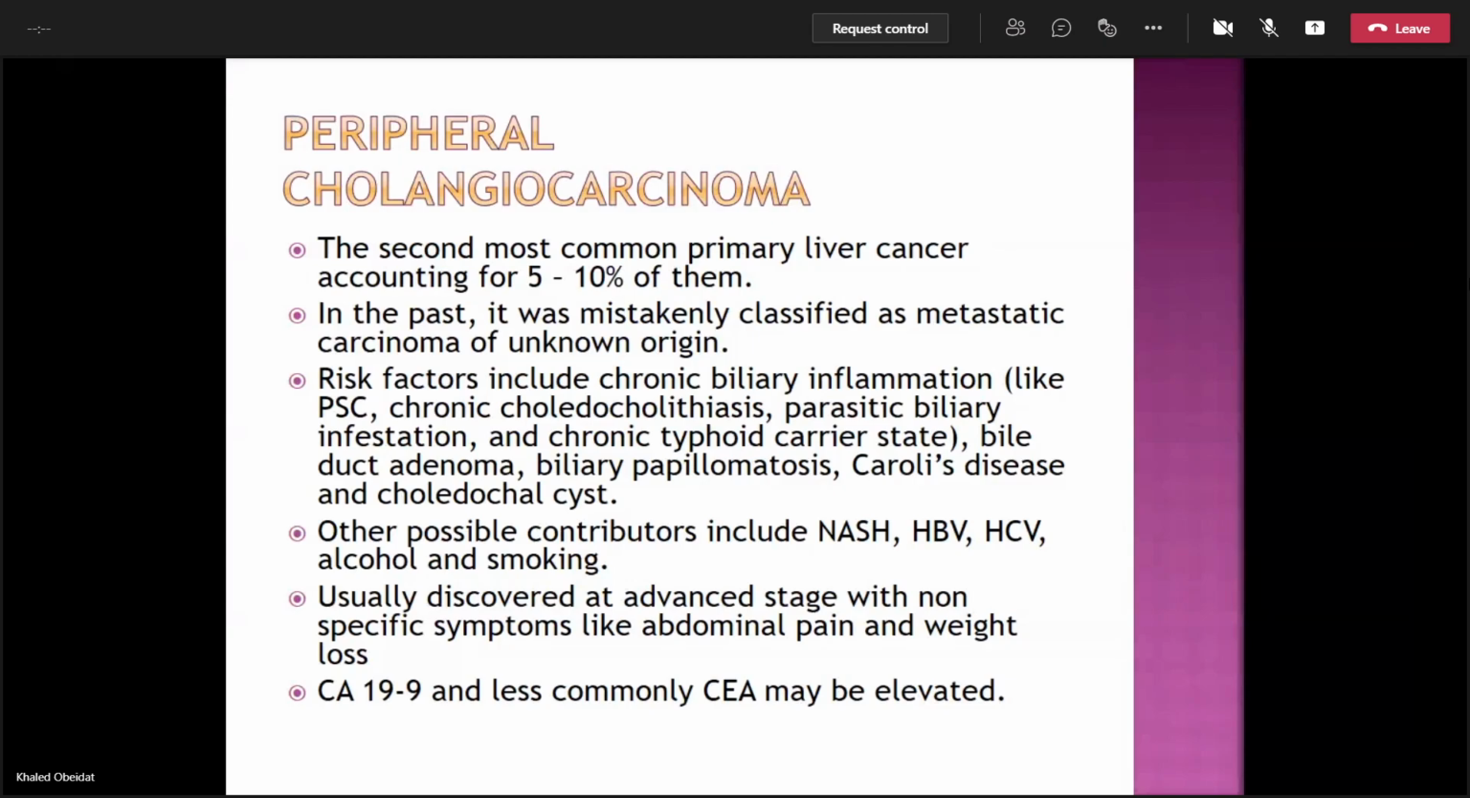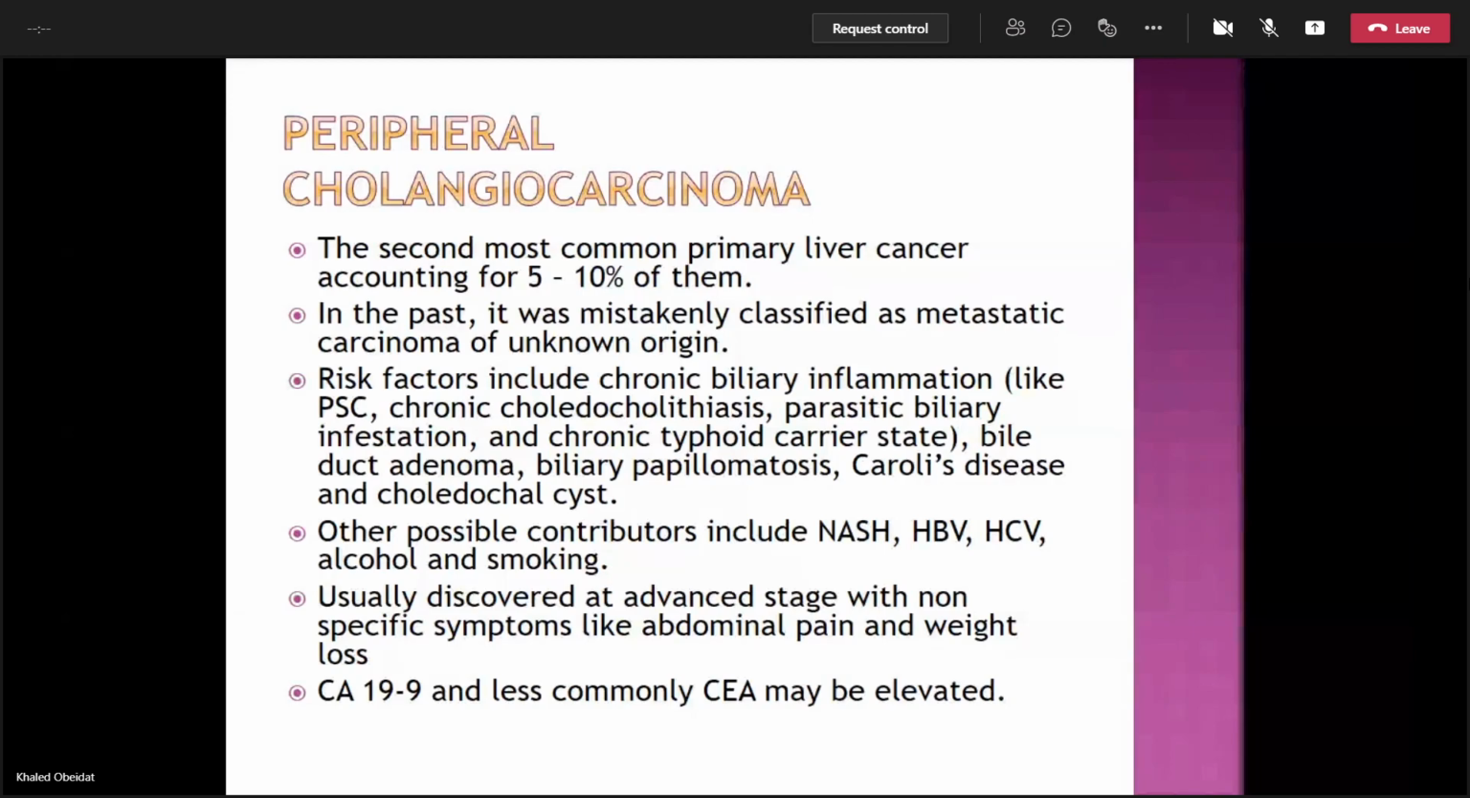It is not that common, and because there is no obvious risk factor for these tumors, usually presenting late when the symptoms appear, and that decreases the chance of resectability.